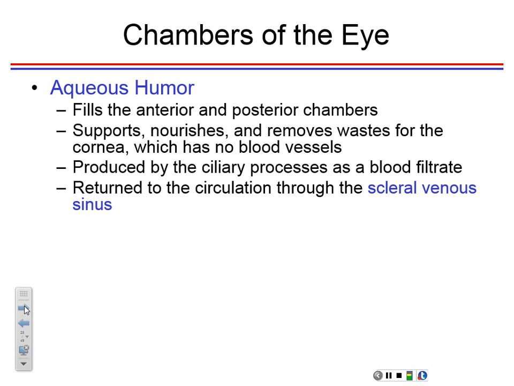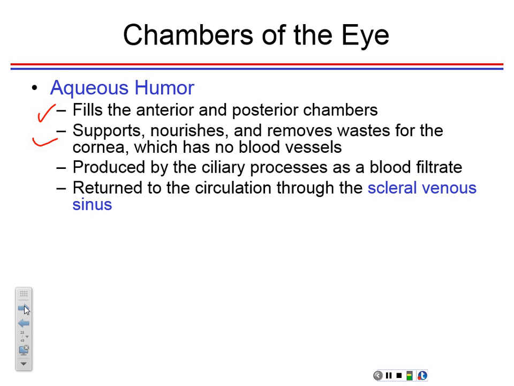And the biggest function of aqueous humor is to provide nutrients to the cornea, because the cornea does not have blood vessels. It's devoid of blood vessels, because otherwise it would be red and you couldn't see through it. Because hemoglobin is red and pigmented. So it fills the anterior and posterior chambers. The posterior chamber is the one just behind the iris, but in front of the lens. It supports, nourishes, and removes waste.